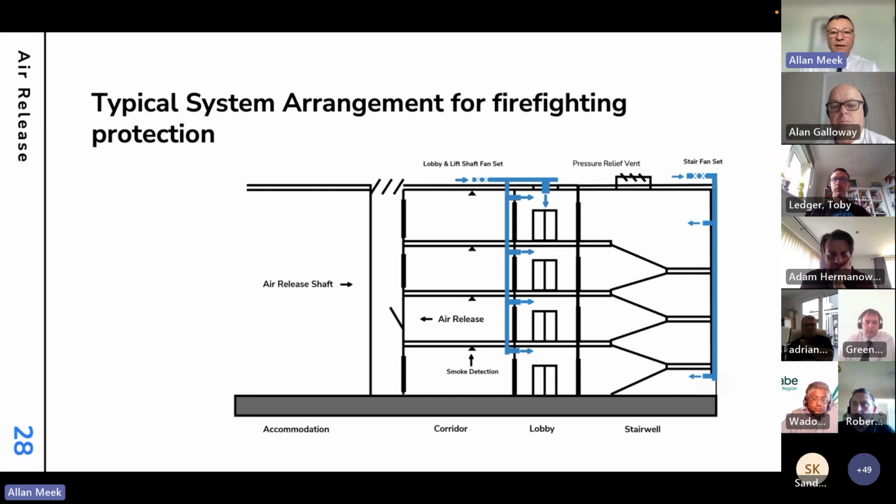So in summary, this would be a typical arrangement for a firefighting system on a high-rise residential. We have our fan set in the stairwell, a pressure relief vent, and then one fan set catering for the lift shaft and the lobbies, and a natural air release shaft with a vent at the roof level.